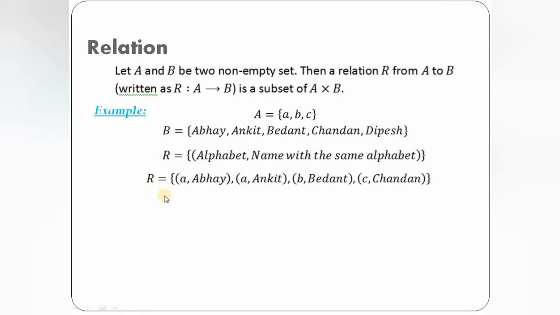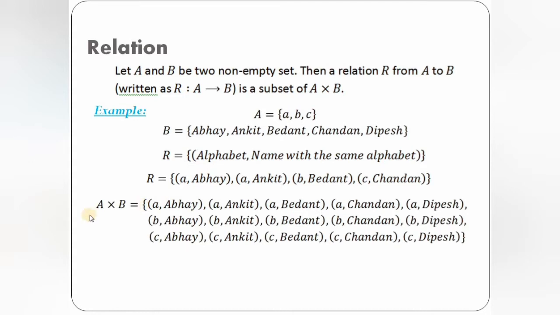Now let's see what our A cross B was. In the last class we have seen that A cross B is this set, isn't it? The definition of relation said that this R is a subset of A cross B. If you see here, you clearly see that all the elements of this R are taken from A cross B, so R is a subset of A cross B. That is, R is the relation from A to B. That is the meaning of this definition.